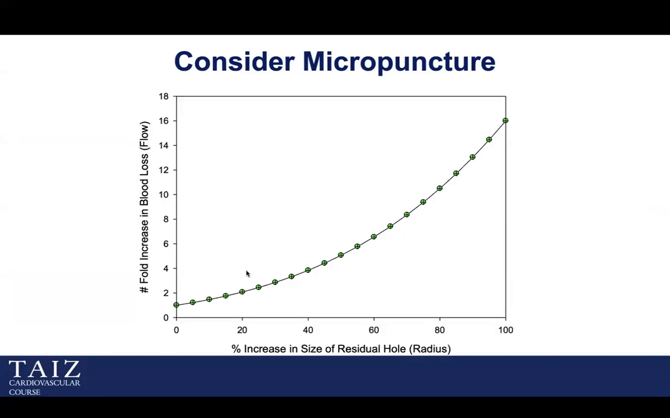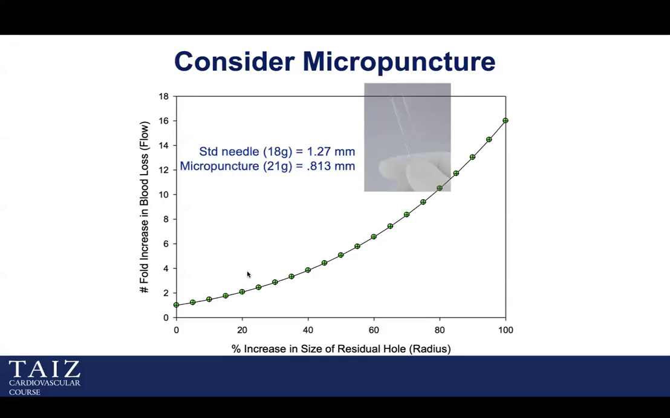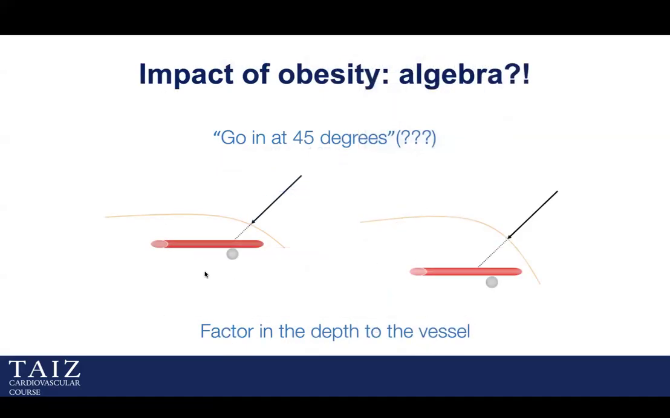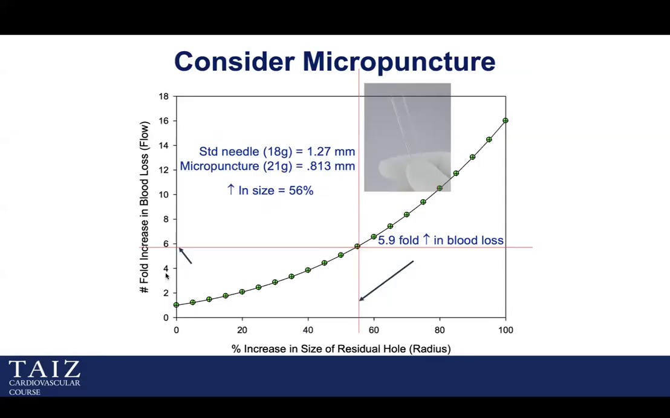And to make the case for micropuncture, I'm sure you've probably dealt with micropuncture. If you apply Ohm's and Poiseuille's law, the flow rate increases to the fourth power of any increase in the radius. Thus, since the 18 gauge needle is about 56% larger than the micropuncture needle, you will see that there is a theoretical 5.9 increase in blood loss if you have a bad puncture with an 18 gauge needle compared to the micropuncture needle, which is a 21 gauge needle. So currently in the US, we exclusively use micropuncture needles. We almost stopped using the 18 gauge Cook needle, except in emergencies and codes.